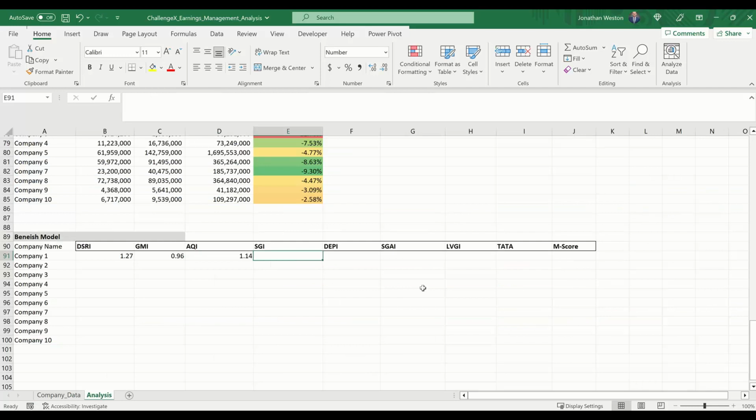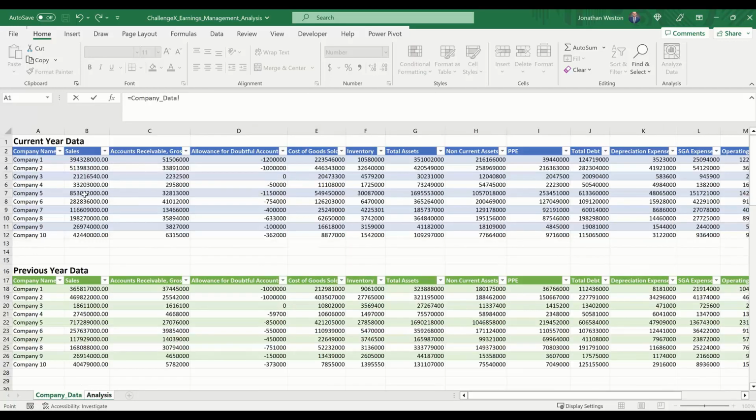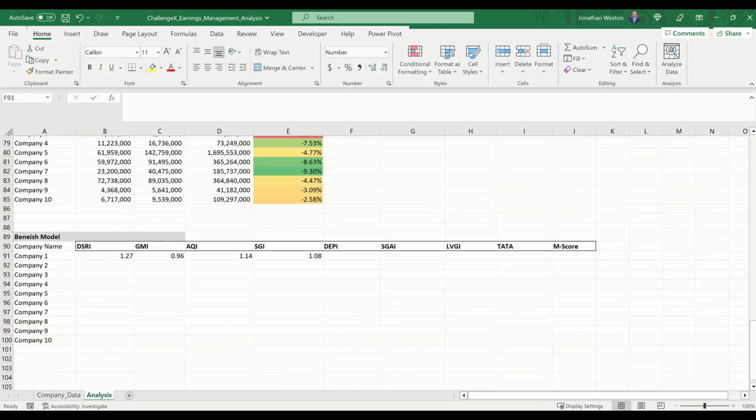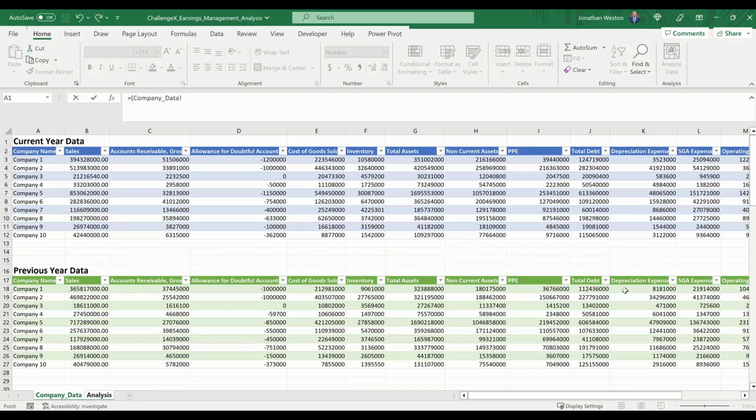Next is the sales growth index, which is just current sales divided by previous year sales. Next, we have the depreciation index, which is the previous year's depreciation divided by depreciation plus PP&E, divided by the current year. So we get the depreciation expense divided by depreciation expense plus PP&E.